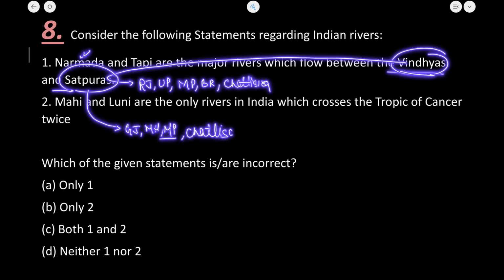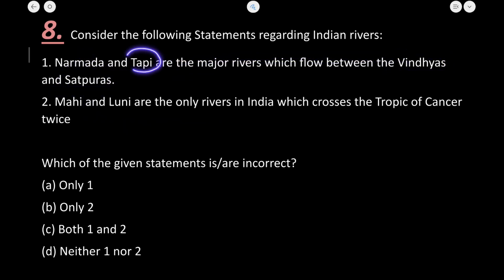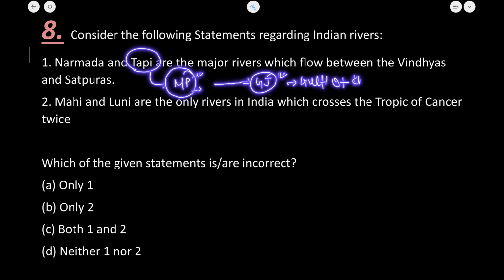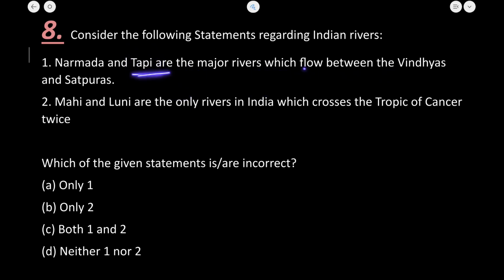Now the river Tapi, which is given here, originates in Madhya Pradesh. It flows westward and ultimately drains into Gujarat, at the Gulf of Khambat. So the Tapi river does not flow between Vindhya and Satpura, but the Narmada river does. So the first statement is incorrect.